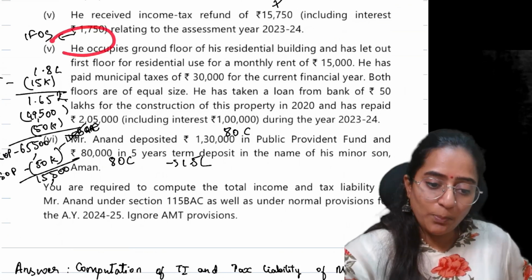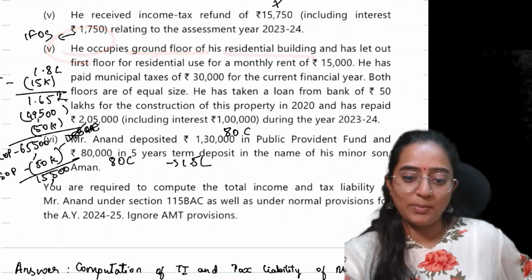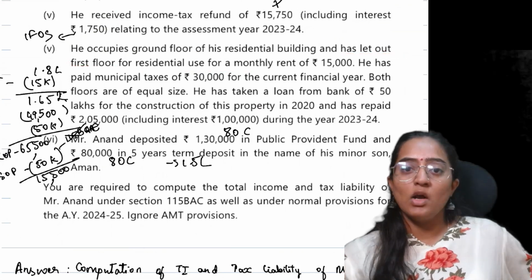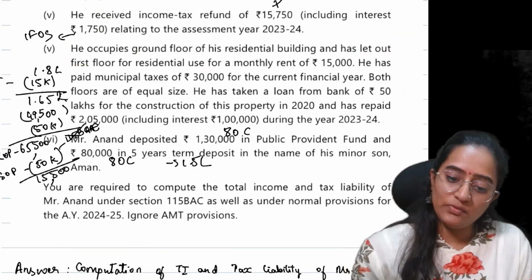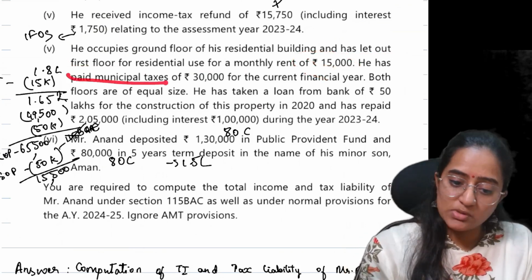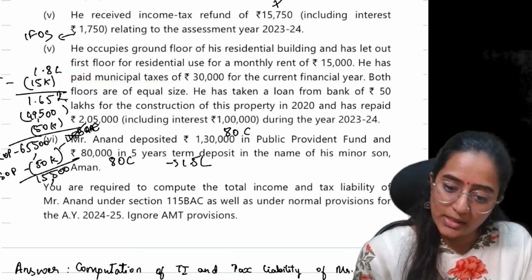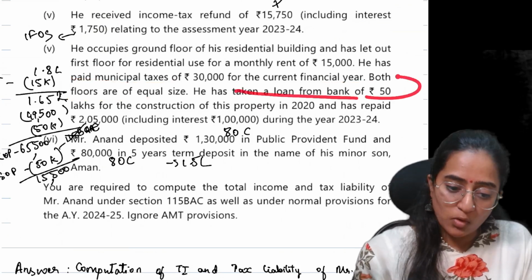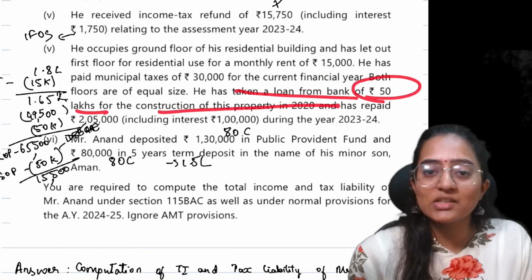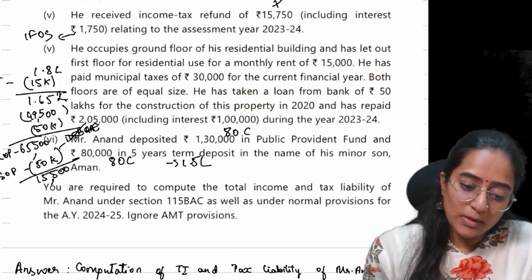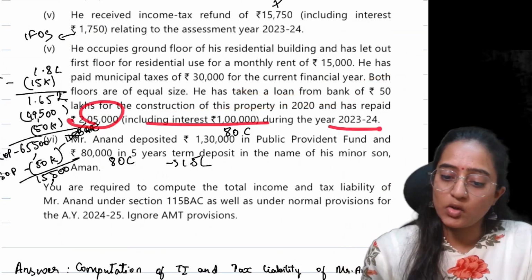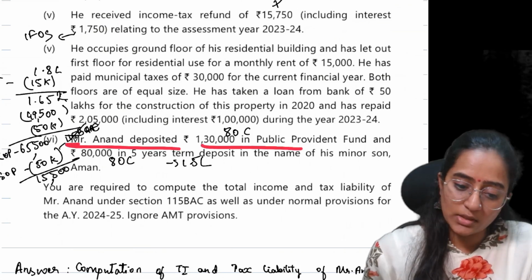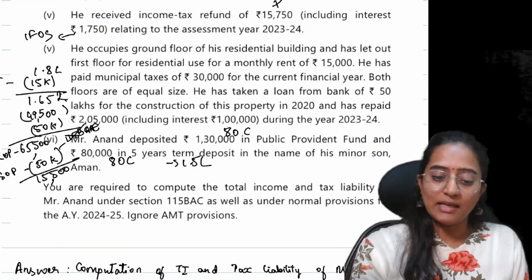Clear? He occupies ground floor of his residential building and has let out first floor for residential use for a monthly rent of 15,000. He has paid municipal taxes of 30,000 for the current financial year. Very well. Both floors are of equal size. He has taken a loan from bank of rupees 50 lakh for construction of this property. Repaid 2 lakh 5,000 including interest of 1 lakh during PY 23-24. And Mr. Anand deposited 1 lakh 30,000 in the provident fund. This point we'll see later.